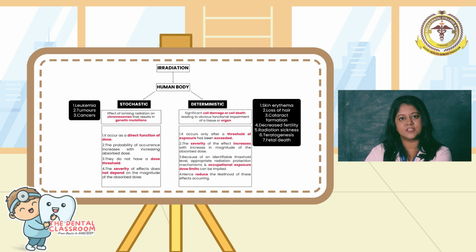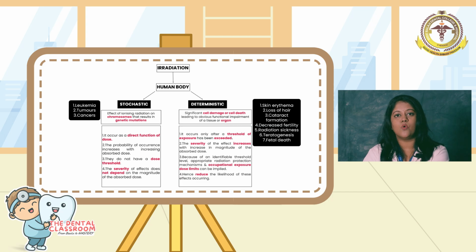When a human body is exposed to radiation, it results in stochastic effect or deterministic effect. So first let's see what is stochastic effect. Stochastic effect occurs as a result of interaction of X-rays with the DNA, which results in DNA chromosome damage and genetic mutation, leading to cancer, tumor and other diseases like leukemia. It occurs as a direct function of dose. The probability of occurrence increases with the increasing absorbed dose. There is no dosage threshold and the severity of the effect does not depend on the magnitude of absorbed dose.